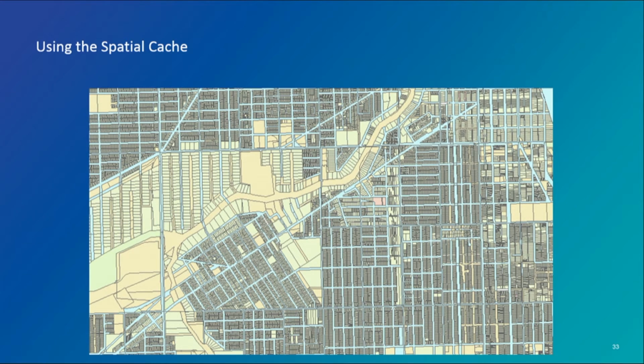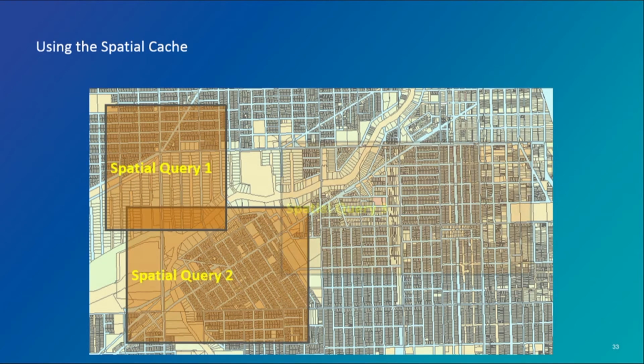But if you're going to do something that's intense, like snapping, and you know that you have a great amount of latency to your enterprise geodatabase, it's not even on site, it's across the WAN, right? Spatial cache is what you want to do. All of those queries to do the snap are now satisfied by the spatial cache instead of going across the wire and coming back every time.